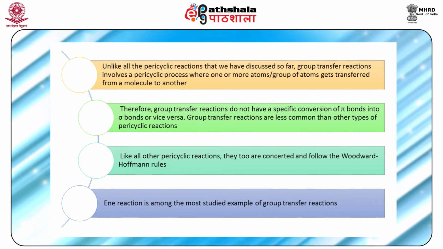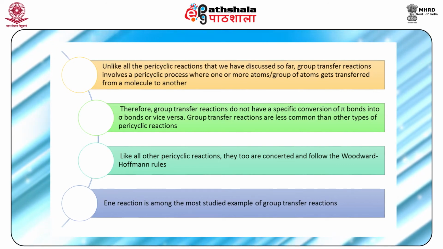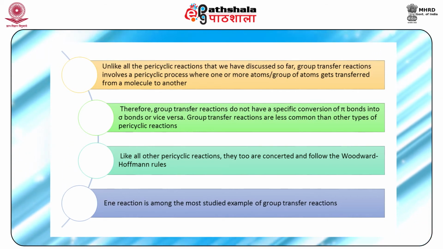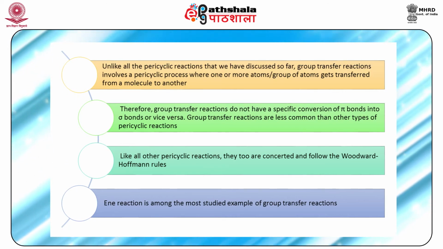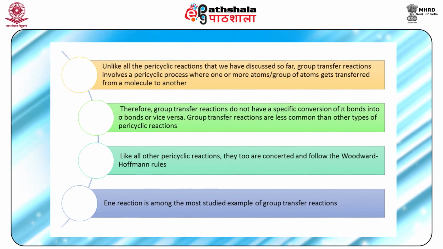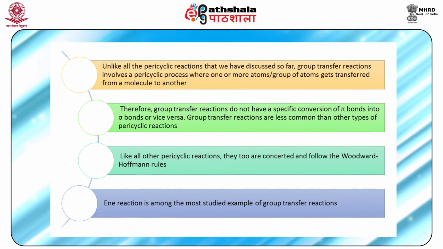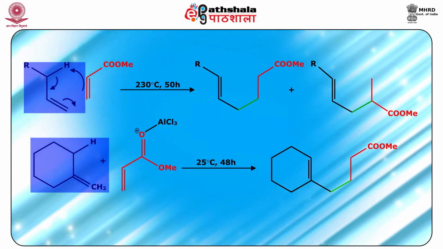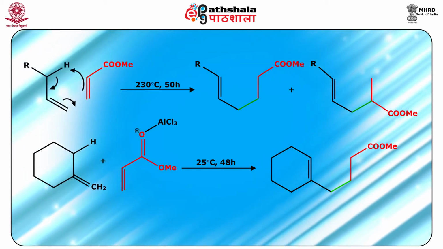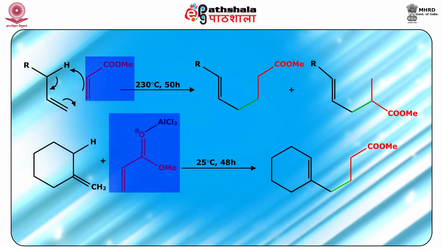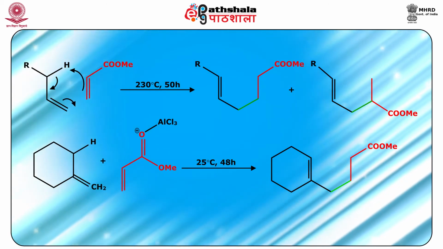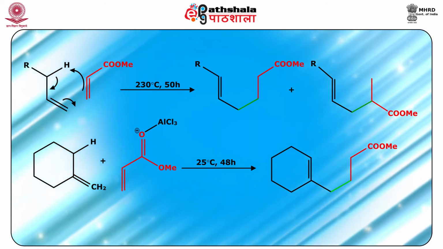Group transfer reactions are less common than other types of pericyclic reactions, and like all other pericyclic reactions, they too are concerted and follow the Woodward-Hoffmann rules. Ene reaction is among the most studied example of group transfer reactions. The reaction between an alkene which has an allylic hydrogen, known as the ene, and a compound containing a multiple bond, that is the enophile, is known as ene reaction, which is also termed as Alder-ene reaction.